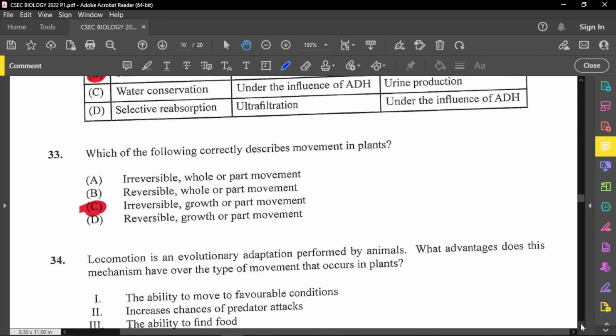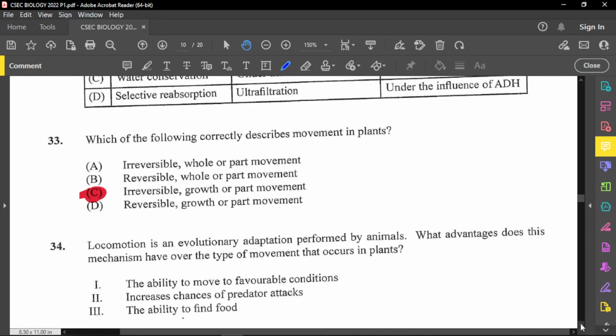All right, so question number 33 is: which of the following correctly describes movement in plants? And so, movement in plants is generally by growth. All right, it's generally by growth. And remember that plants use the hormone auxin to grow. And so you may have different types of tropic response. And so you have phototropic, geotropic, and all those things, right? Hydrotropic, thigmotropic. And so it is reversible because of course it's growth, right?